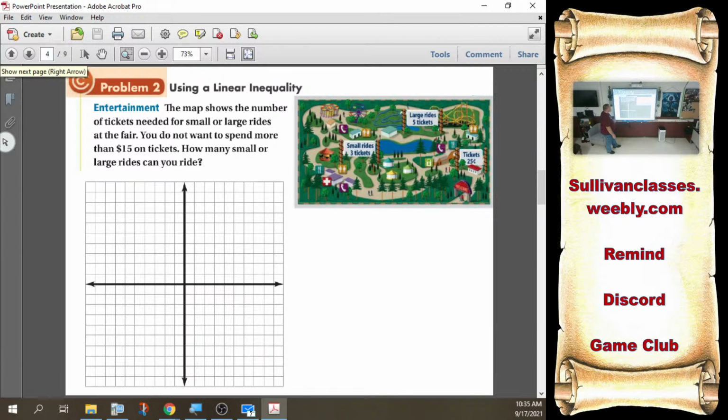I really hate this thing. All right, using linear inequality, the map shows number of tickets needed for smaller and large rides at the fair. You do not want to spend more than $15 on tickets. Wow, is this an old publishing book? You could hardly get on one ride for $15 these days. How many smaller and large rides can you ride?